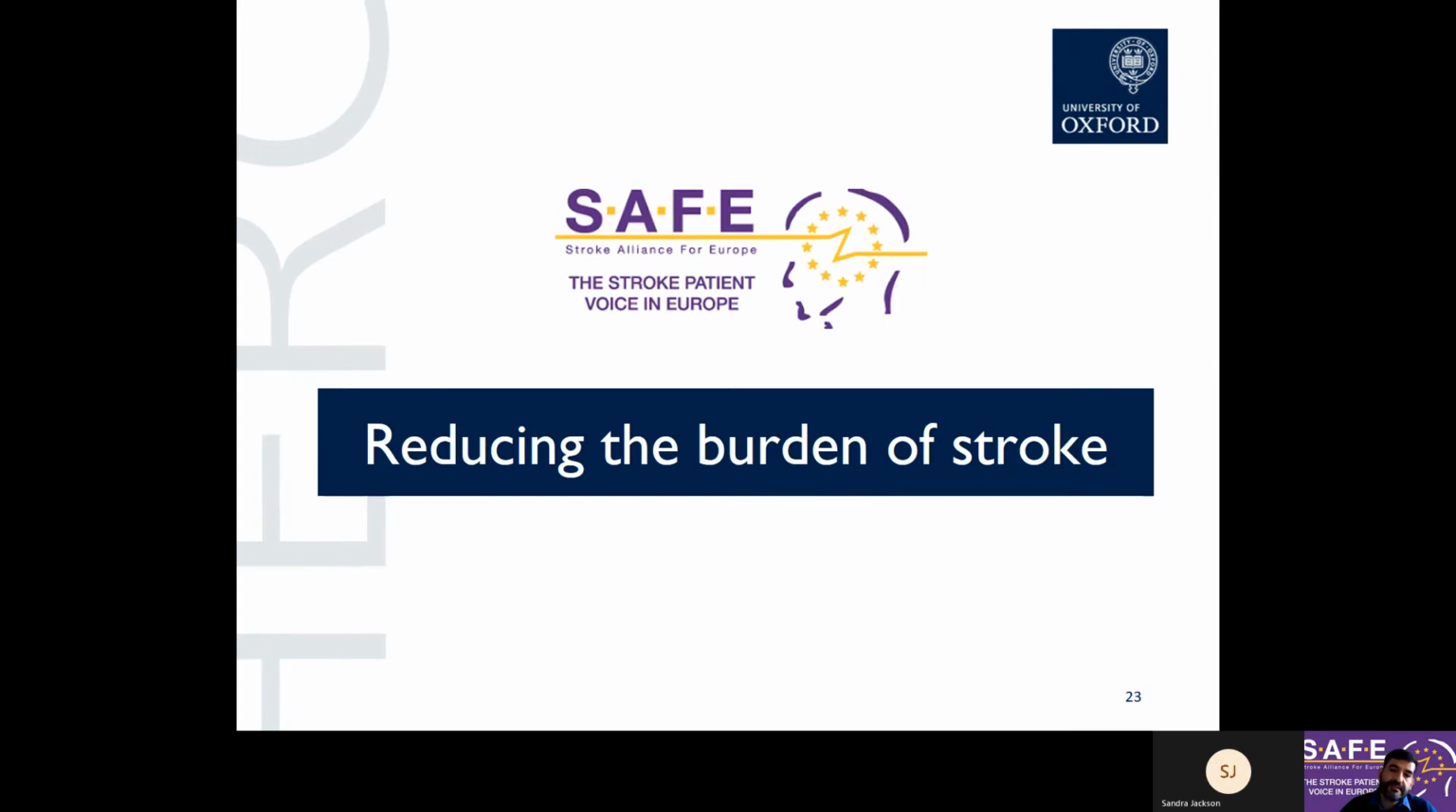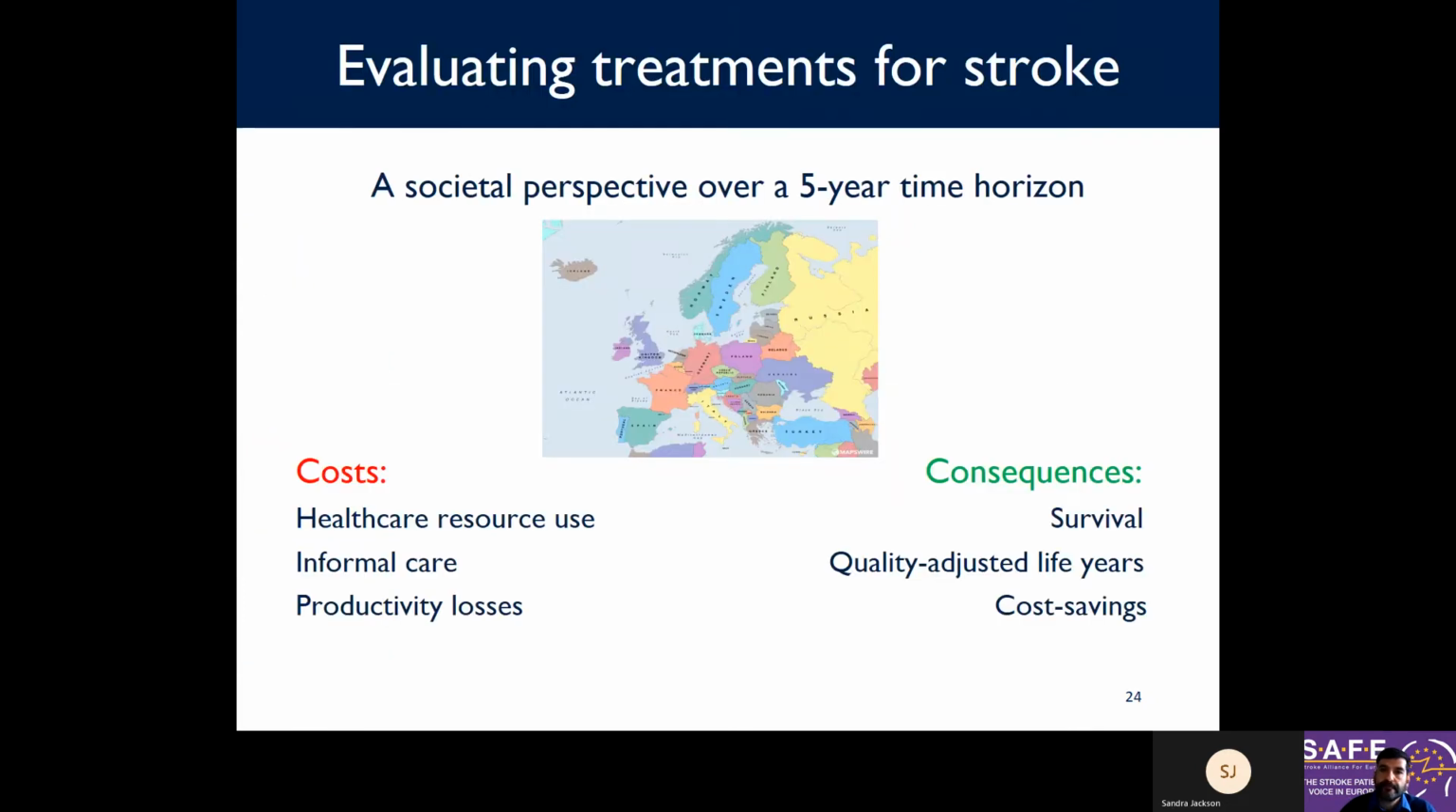So we have seen that stroke places a burden on European economies, patients, and societies now, and that problem is only going to get worse. So what could we do now to try and reduce this burden? Even if we can't reduce it, try and halt this increase in the projected cost of stroke. So here in this work package, we evaluated treatment for stroke, and I'll go into them in a second.